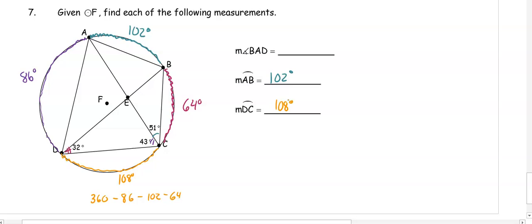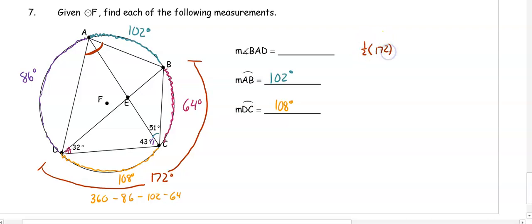The last part that we want to find then is the measure of angle BAD. So BAD is this whole angle right here. It is intercepting these two arcs. So 64 and 108 added together gets us 172 degrees. So to get the measure of that angle, it is going to be half of the arc. So half of 172, and we get 86 degrees.